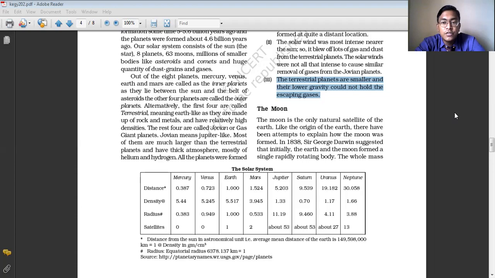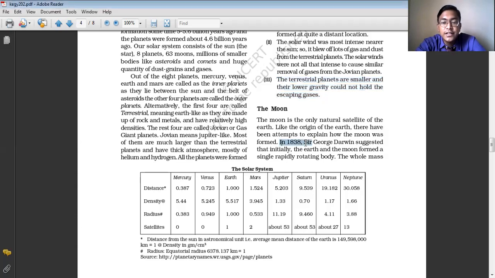Like the origin of the Earth, there have been attempts to explain how the moon was formed. The moon is the only natural satellite of our Earth, and just as different scientists have given different theories regarding the formation of the Earth, how the Earth came into existence, in a similar way, different scientists tried to explain how the moon came into existence, how the moon was actually formed.